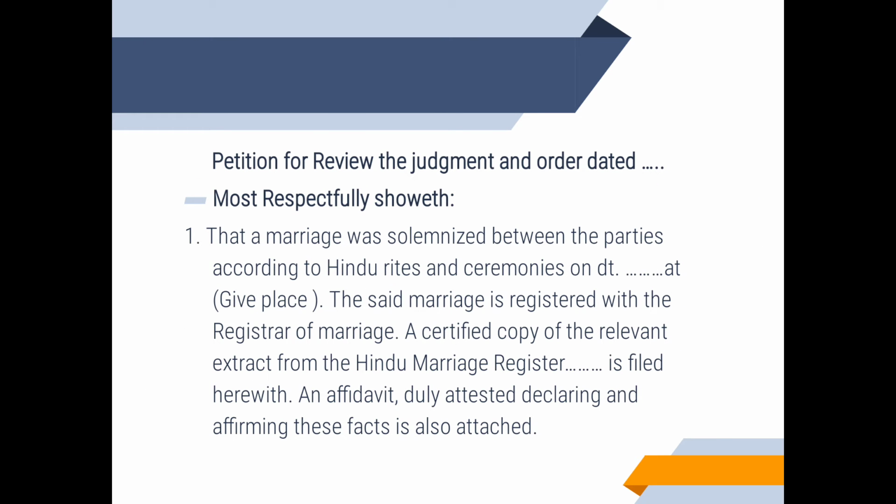Then the heading will start like that: petition for review of the judgment and order dated. Dated means the date on which the judgment was passed against which the review petition has been filed. Then the main factual part will start, like: most respectfully showeth that the marriage was solemnized between the parties according to Hindu rites, and the said marriage is registered, and a copy of the registration certificate has been filed herewith, and a duly attested affidavit has been filed affirming the facts and all things.